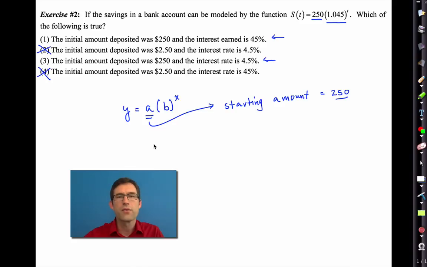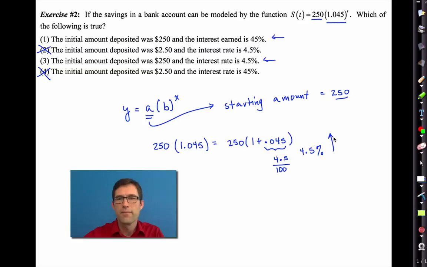Now, on the other hand, we've got the 250 times 1.045. But remember, the way that we look at this is that's 250 times 1 plus 0.045. This is a little bit tricky, but this is 4.5 divided by 100. So that indicates that it's going up by 4.5%. So the correct one is choice 3.